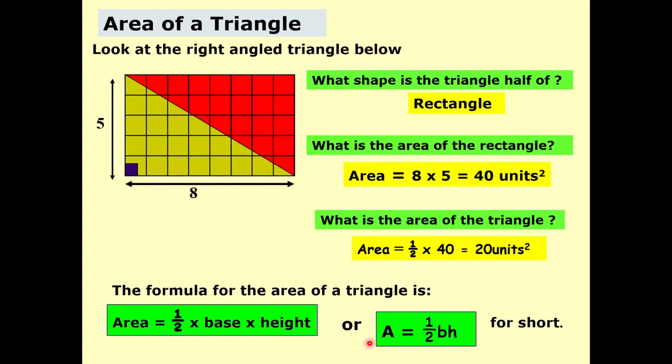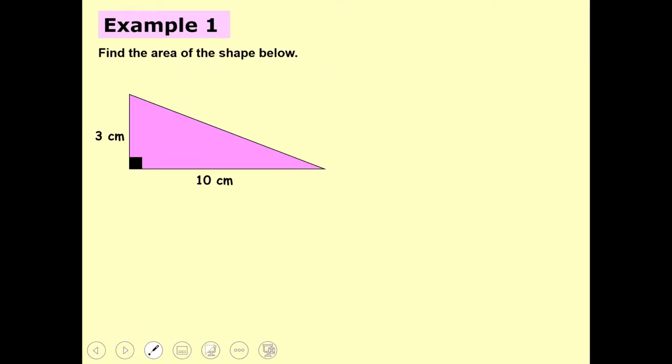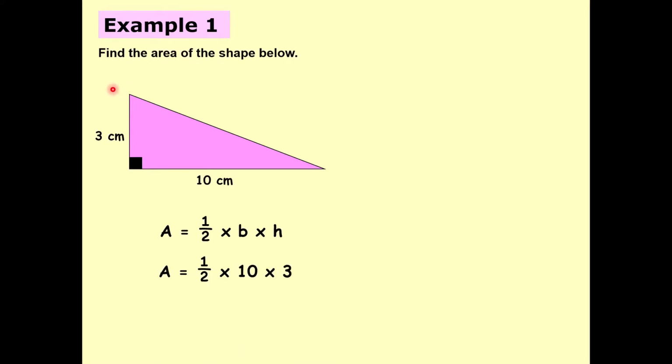Now let's look at a couple of examples. So the first one, find the area of this shape below. We're going to start by writing down your formula. Area equals half times B times H, base times height. So if our base is 10 and our height is 3, we're going to multiply them together. If you were using a calculator, you can stick in 0.5 that represents a half. So you could do 0.5 times 10 times 3. You won't need a calculator for this one, but for trickier questions you could. So 10 times 3 is 30, half of that is 15 squared centimetres.